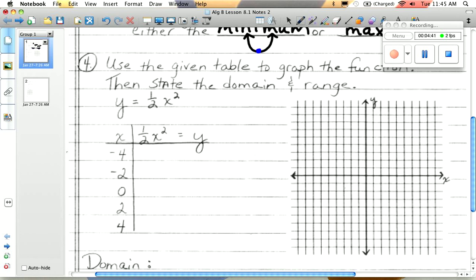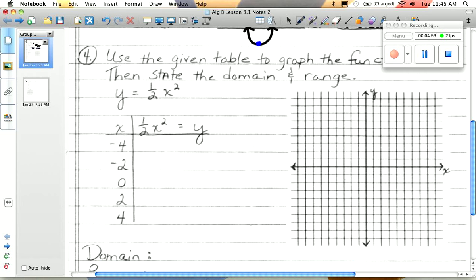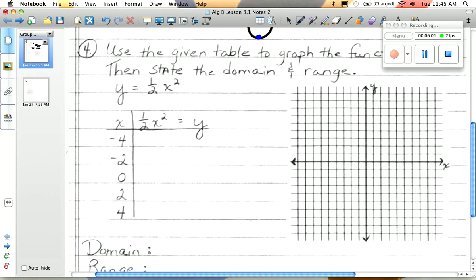Okay, so here I say use the given table to graph the function, then state the domain and range. So here's our function, y equals 1/2 x squared. Is that in standard form? Yeah, y is by itself, and we have a 1/2 x squared. So in this case, it's already in standard form, so we don't have to put it in standard form.